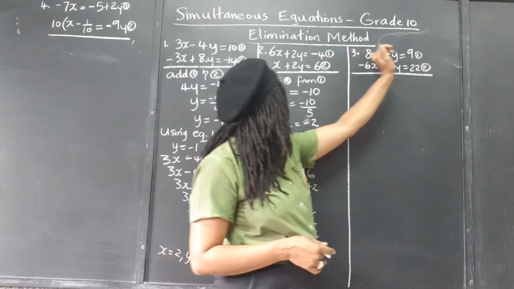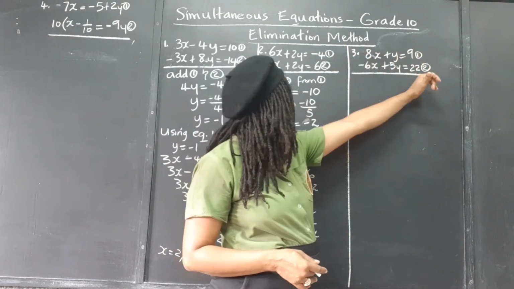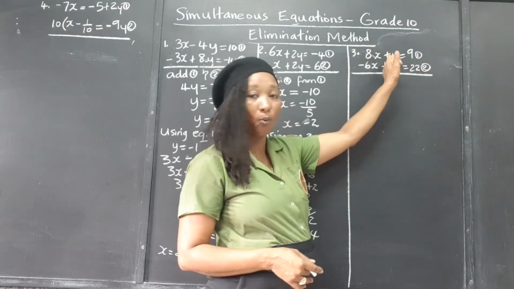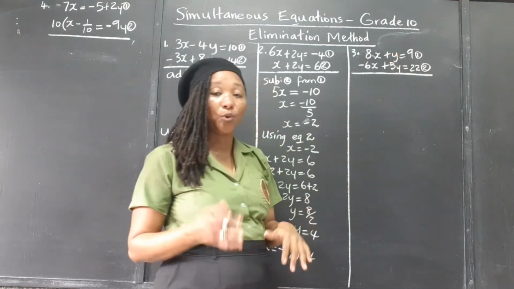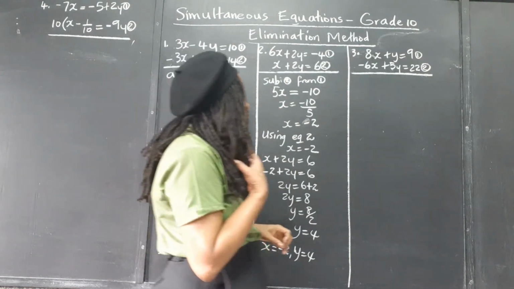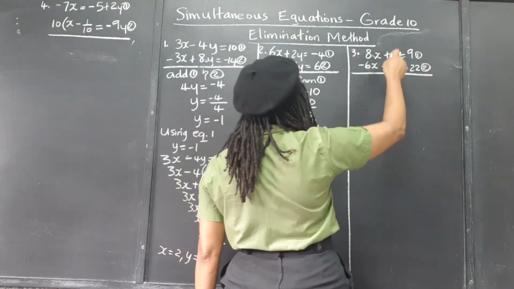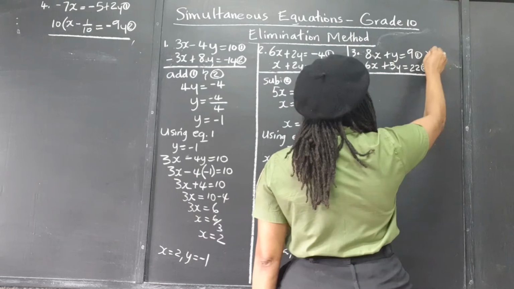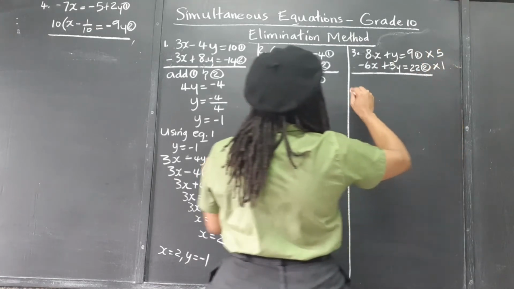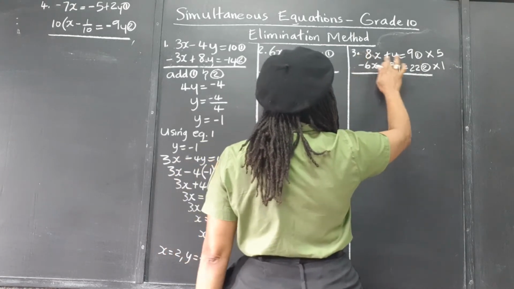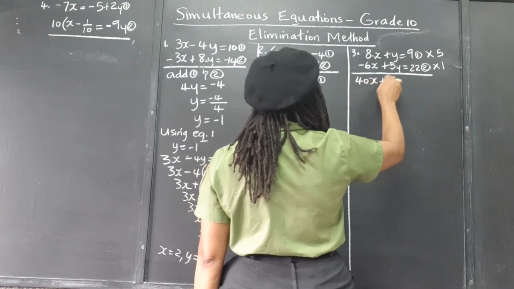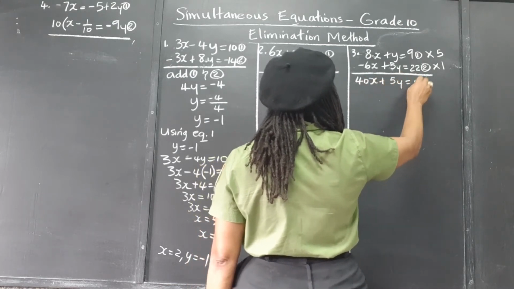And you can actually use any of the pairs. So you can multiply all of this by 6 and all of that by 8, or all of this by 5 and all of that by 1. And you will end up with the same coefficient, and then we can go ahead and eliminate. So I'm going to choose this pair. I'm going to multiply equation 1 by 5 and equation 2 by 1. So I'm going to multiply each of these coefficients by 5. I'm going to get 40x plus 5y is equal to 45.